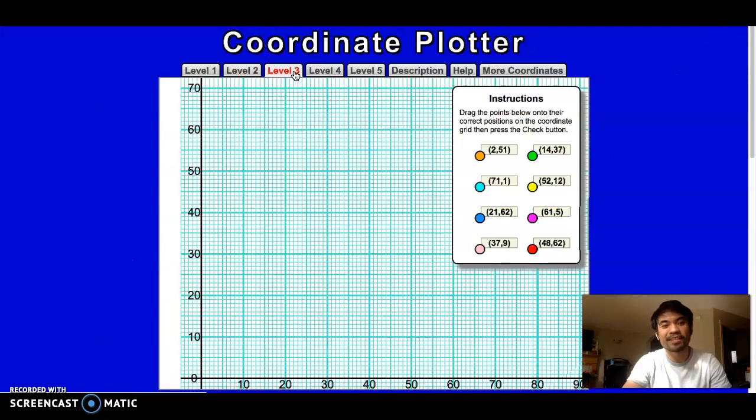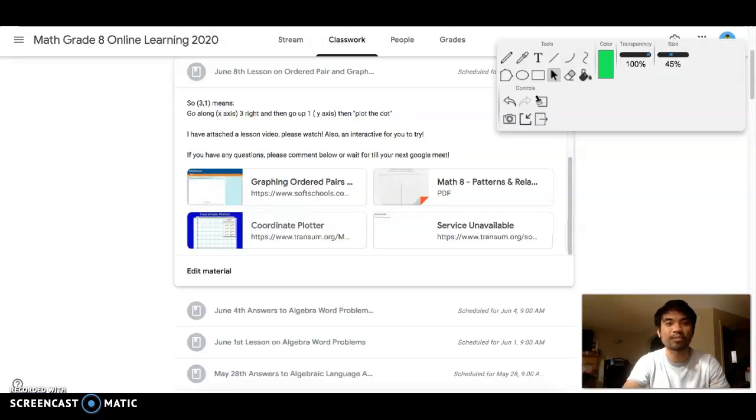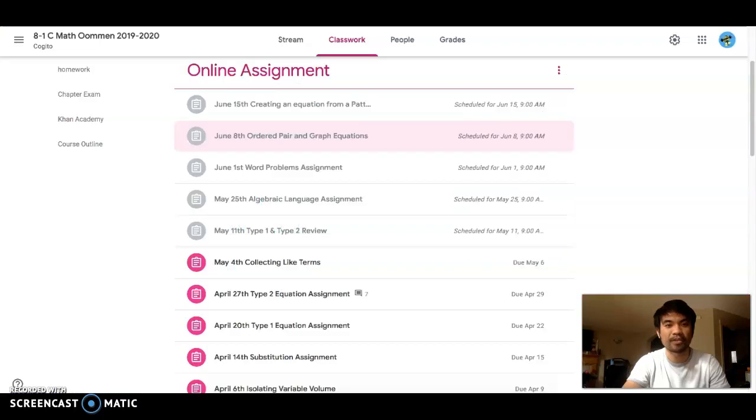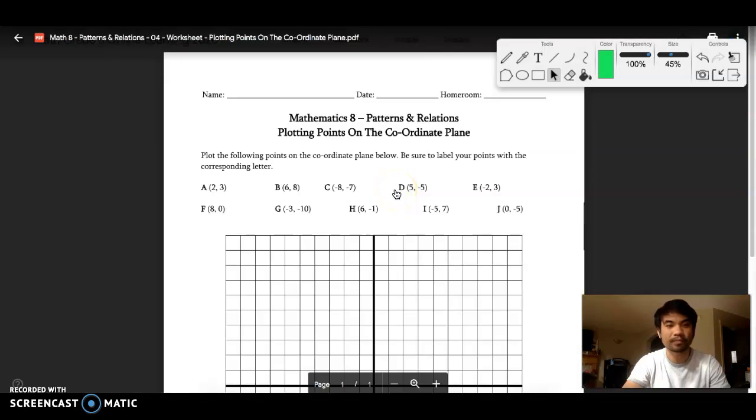Alright, if you want to try a little bit more difficult, try level 3 or 4, okay? So that one is just review on how to plot ordered pairs, okay? So let's just work on your worksheet. This is not the assignment, by the way. This is just the lesson portion.